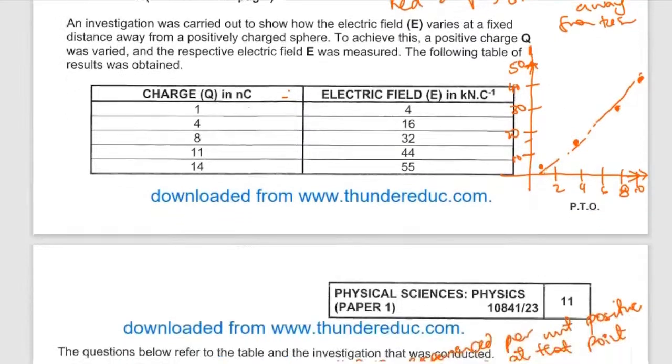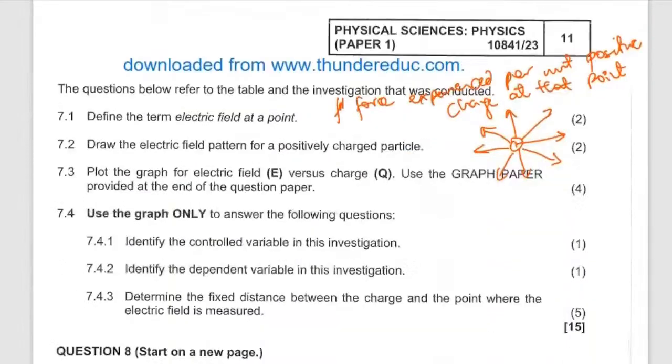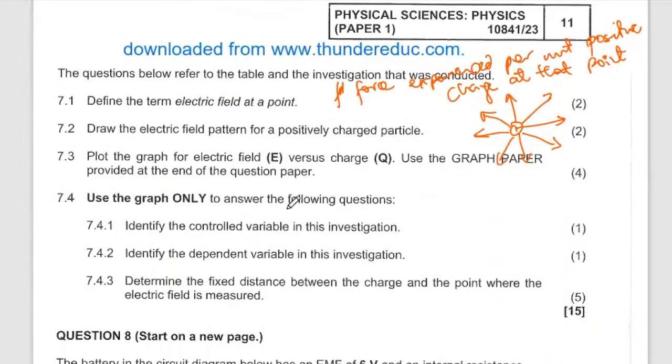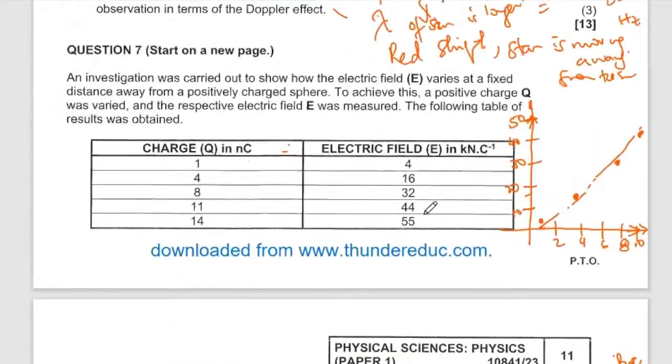That will be needed for you to get the formats. And then you need to use the graph only to answer the question. Identify the control variable. In this case, if you look at the graph, remember it is the E versus the Q. Now it's the other way. This is the Q, that's the E, not the E versus the Q.